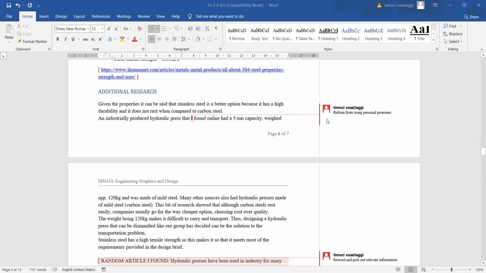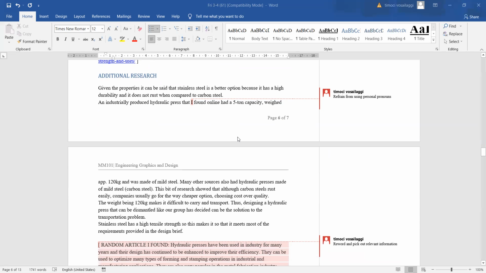Just some of your use of personal pronouns and things like that. Make sure that there are no personal pronouns in a technical report. And this goes for everybody, okay? Try and stay away from using personal pronouns as much as possible.